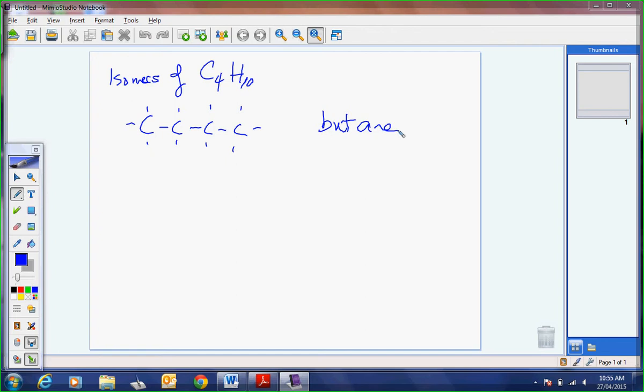Okay? What if I did this though? 1, 2, 3, 4. Same thing, Emily says quickly. Longest continuous chain. 1, 2, 3, 4. And therefore this is still butane. Are they the same or different? They're the same. So these are not isomers.